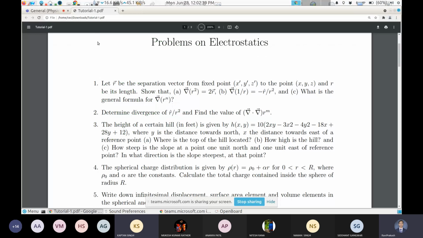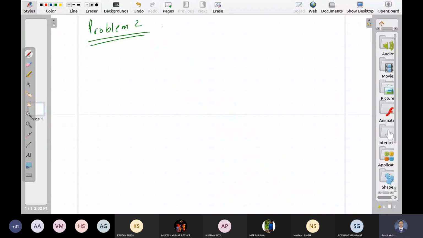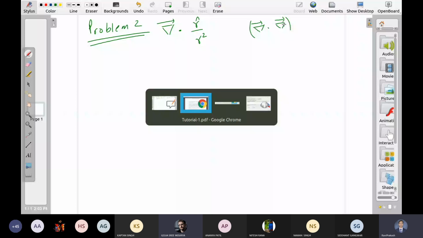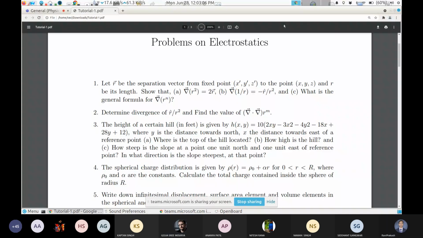So divergence of r cap by r square and del dot del rm. Sir, problem 1 completed, sir. Problem 1 is not completed. Okay, sir. I joined just now. Sorry, sir. Okay, so any doubt in problem 1? No, sir.